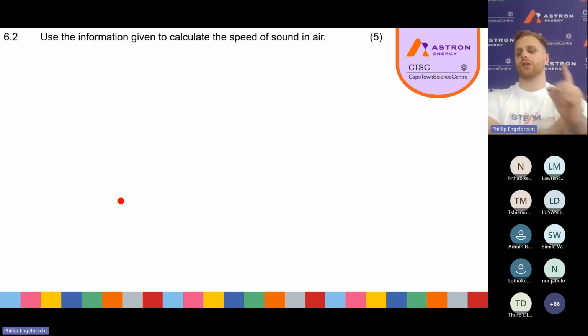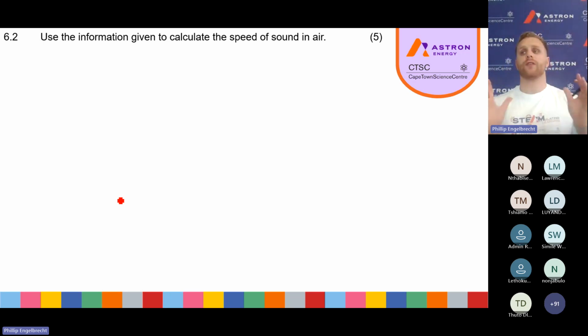6.2 says, use the given information to calculate the speed of sound in air. So we want to know, okay, what is the speed of sound? In many cases, they give us the speed of sound, but in this case, they don't. All right. And you can't just assume it's 340 meters per second. Remember, that's not constant. Right? In different parts of the world, you have different air pressures. Different air pressures result in different speeds of sound, in case you never knew that.